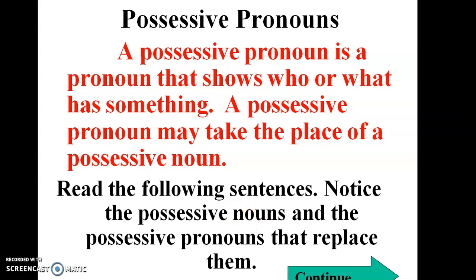Let's read the following sentence. Notice the possessive nouns and the possessive pronouns that replace them. A possessive pronoun is a pronoun that shows who or what has something. A possessive pronoun may take the place of a possessive noun. Let's read the following sentences. Note the possessive nouns and the possessive pronouns that replace them.